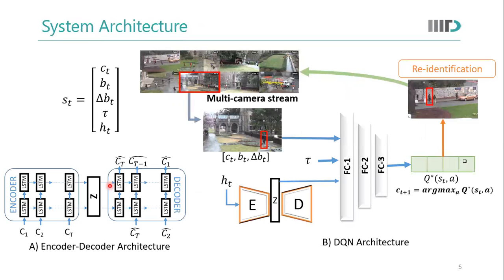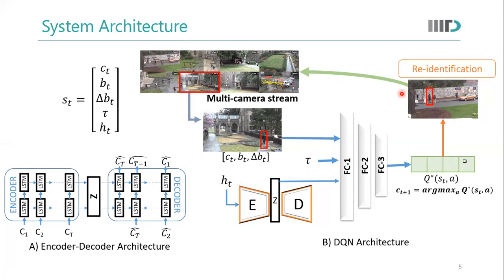So this is our system architecture. Let's first see this encoder-decoder architecture, where the encoder encodes the camera history in a small latent representation using a 2-stage LSTM, and the decoder decodes it. So during inference, this decoder is dropped and only the encoder is used to encode the action history.